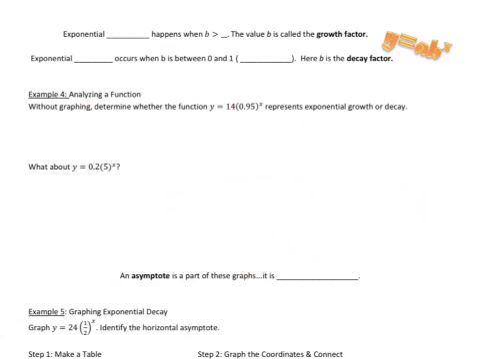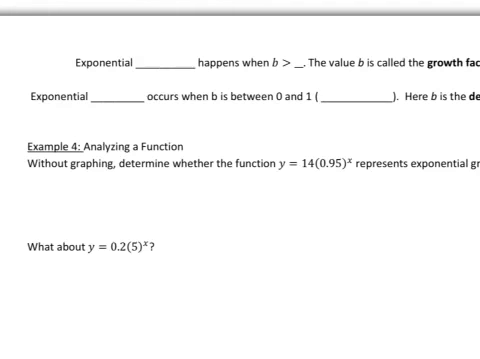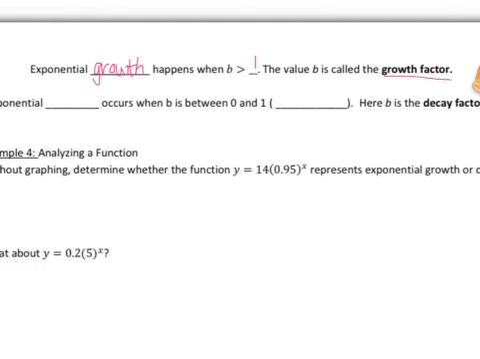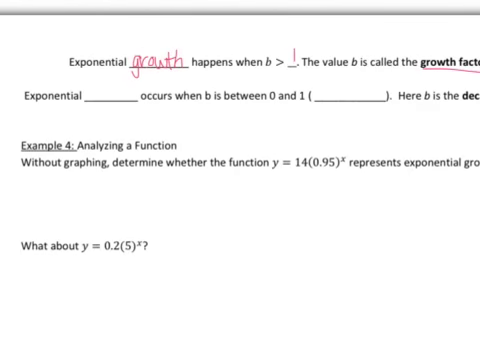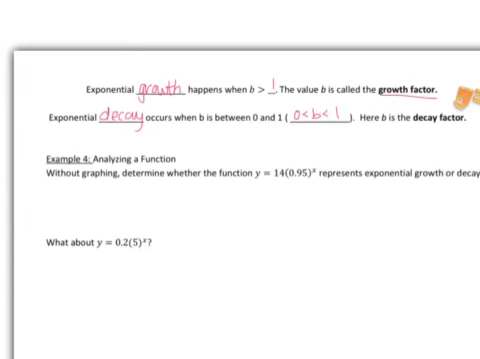What we just talked about was exponential growth. Exponential growth happens when B is greater than 1, and B is called the growth factor. The opposite is exponential decay. This occurs when B is between 0 and 1. If you want to write that as an inequality, it's 0 is less than B is less than 1. So B is somewhere between those two. And B is now called the decay factor.